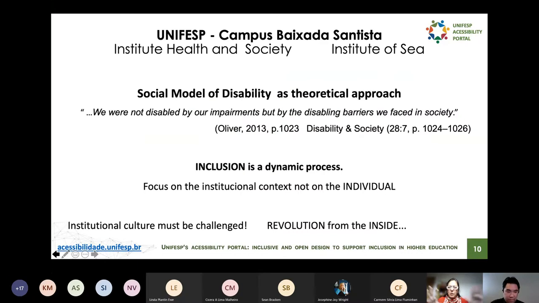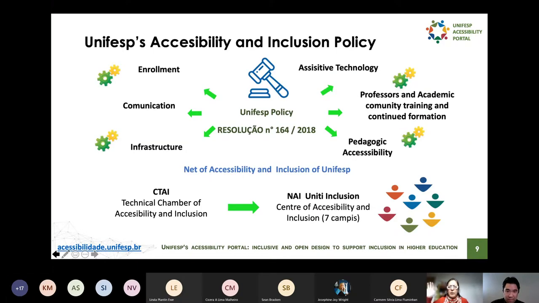I will skip that part because it is explained in more detail elsewhere, but the policy was built on some bases: from the enrollment of the students, then assistive technology, how to train students, academics and teachers, and infrastructure and communication. So we have different pillars that base the work for each unit.